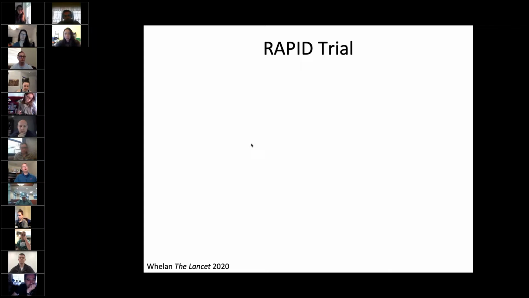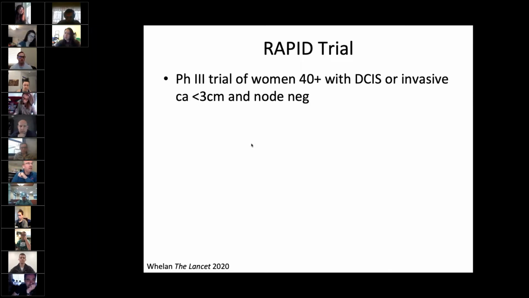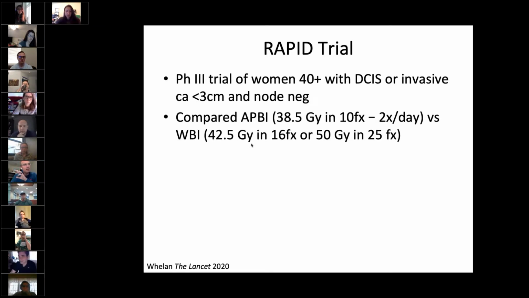And then more recently, this trial just came out a few months ago, called the RAPID trial. They took women 40 years or older with DCIS or small invasive cancers that were node negative. So you can basically think of this as a T1, it wasn't exactly T1, but a T1 N0 breast cancer or DCIS. And they looked at accelerated radiation, meaning a lower dose over less time. They actually came in twice a day for 5 days and then they were done, versus standard radiation, which the standard that we often think of is 50 gray over 25 fractions. For the junior residents, don't memorize the doses, but it's 5 days a week for 5 weeks.